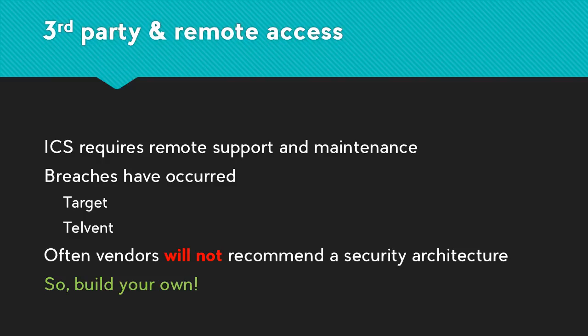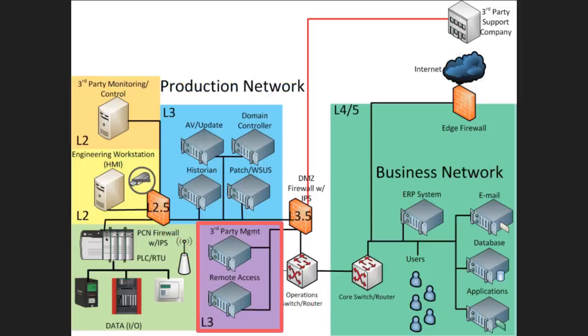Again, a lot of times the vendors won't recommend a security architecture for you, so you can build your own, again, Purdue compliant. So now we've got a new zone down here in purple that's L3. That is your third-party remote access DMZ. You've got a remote access server up top there. Maybe that's a jump box, terminal server, Citrix, whatever flavor you like.